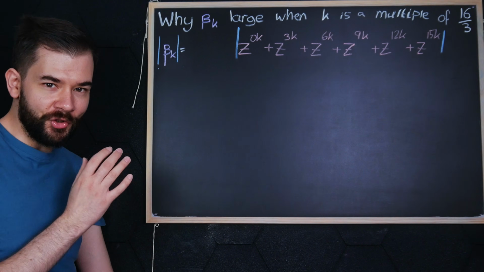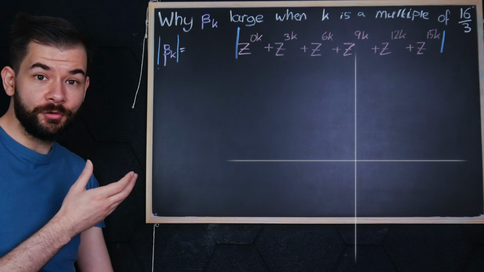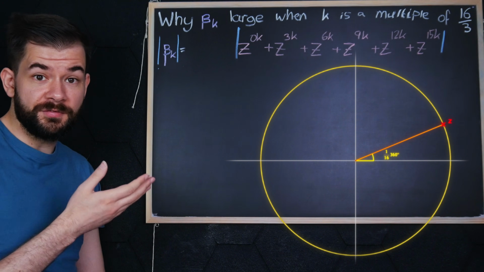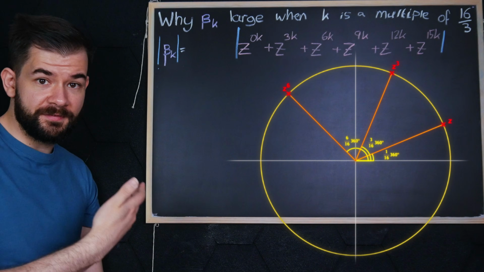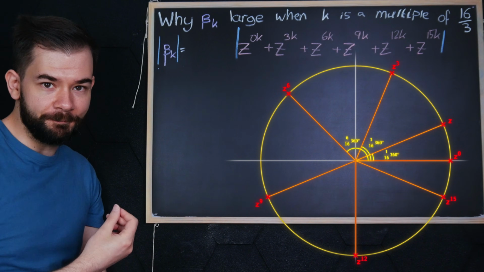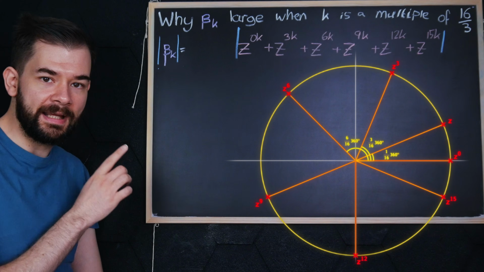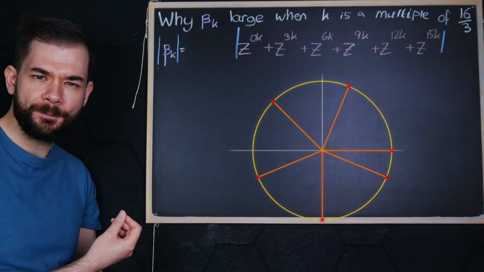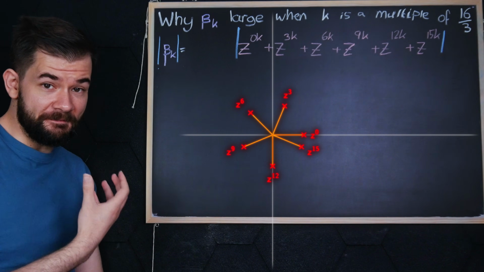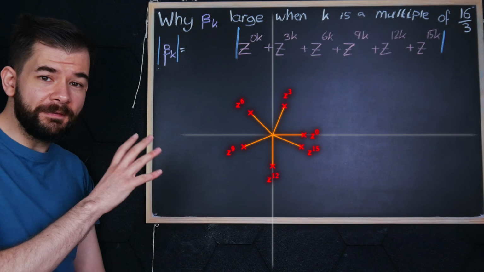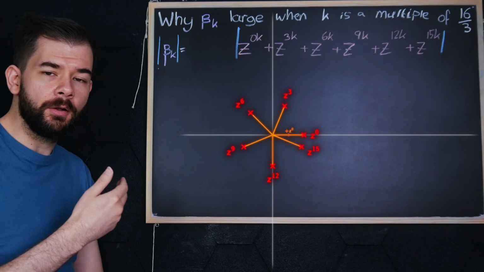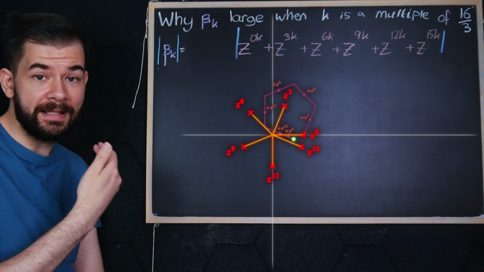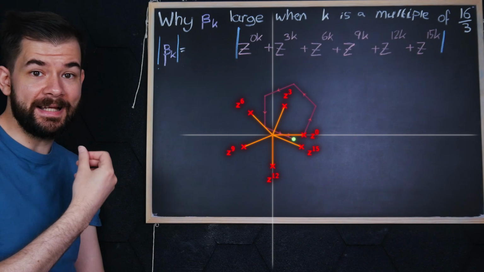So let's now look in the complex plane at what these powers of z look like. Recall that z is a 16th of the way around the circle. z cubed is at 3/16, z to the 6 is at 6/16, and so on. So this is what the k equals 1 case looks like. What is the magnitude of their sum? Well, complex numbers add like vectors, so given that they are roughly evenly spread around the circle, there will be a lot of cancellation, meaning their sum will be close to the origin, i.e. the magnitude of their sum is low.